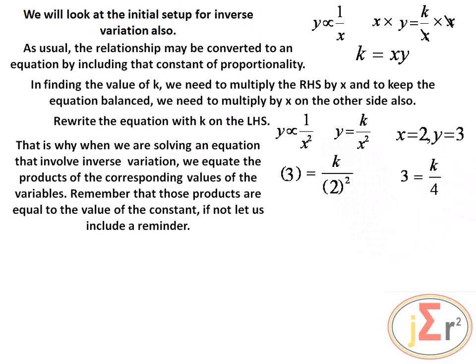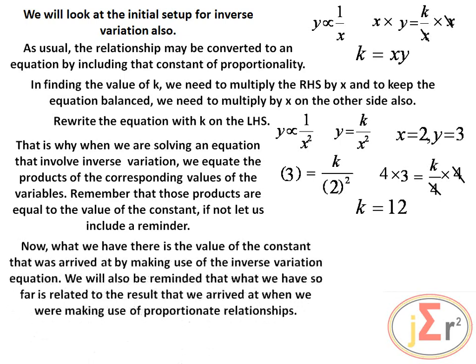See, we have 3 is equal to k over 4. We eliminated 4 by multiplication. So we will have 3 times 4, or 4 times 3 on that left hand side. And what is 4 times 3? Actually multiplying the values, or finding the product of the values. And that is what the constant is equal to, the product of the values.